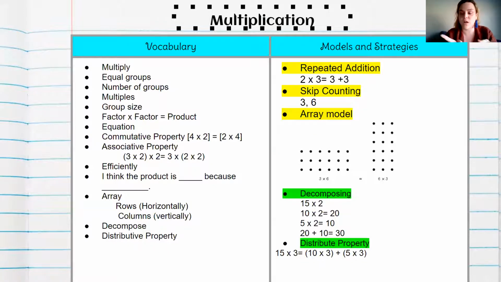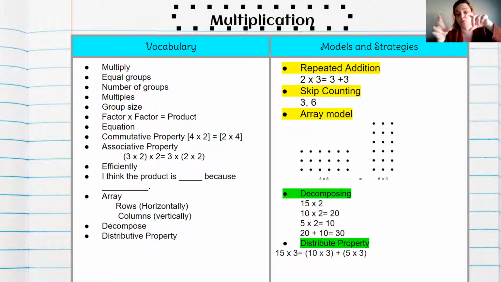property. Remember, we've talked about commutative property. It doesn't matter the order of the factors. It's still going to give you the same product. So 4 times 2 is the same as 2 times 4. Associative property, very similar. It doesn't matter how the numbers are grouped. It's still going to give you the same product, specifically if you have more than 2 factors. So 3 times 2 times 2 is the same as 3 times (2 times 2). If I put 3 times 2 in parentheses, that gives me 6 times 2, that will give me 12.